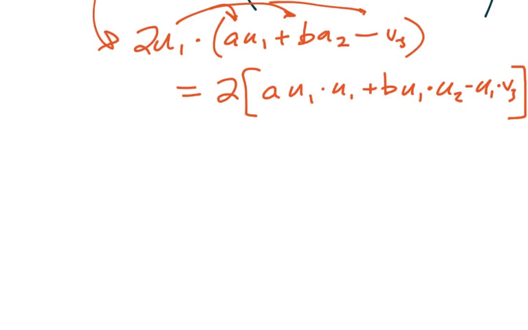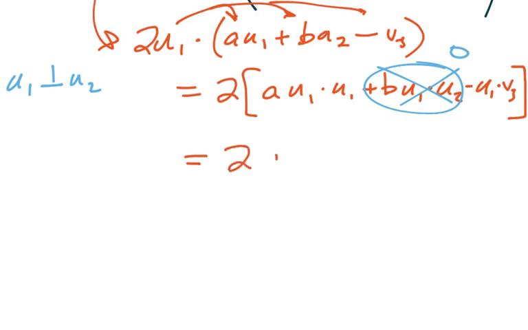And there's one very, very nice thing that happens in here. In particular, what was the whole point of what we've been doing here? It was to guarantee that u1 and u2 are orthogonal to one another. That was the first 2 steps of what we did in this whole procedure. And so this term right here, b times u1 dot u2, is gone. That's 0. And so what we end up with is 2a times u1 dot u1 minus u1 dot v3. And the 2 is in front of everything.